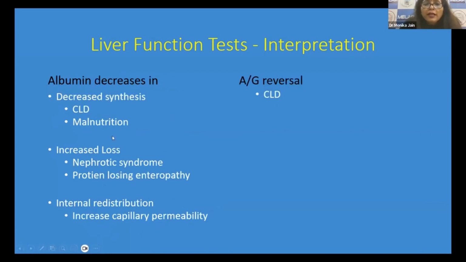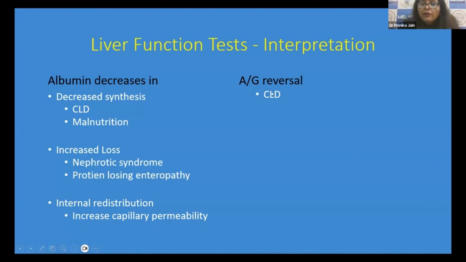Albumin in our body can decrease because of either decreased synthesis, which could be because of chronic liver disease or the patient being malnourished, or there can be increased loss, which could be because of nephrotic syndrome or protein losing enteropathy, a rare condition in which the albumin loss is through the enterocyte, or there can be internal redistribution, like if there is increased capillary permeability and seepage of albumin from the capillaries to the extracellular space.